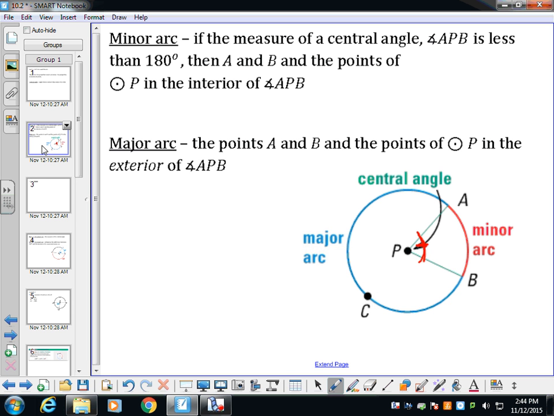A minor arc is the measure of a central angle APB that is less than 180 degrees. Then A and B are the points of circle P in the interior of angle APB. Basically, a minor arc is any arc measuring less than 180 degrees, and a major arc is any arc measuring more than 180 degrees.